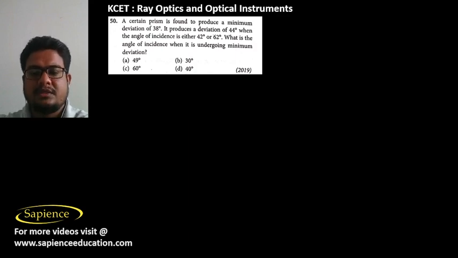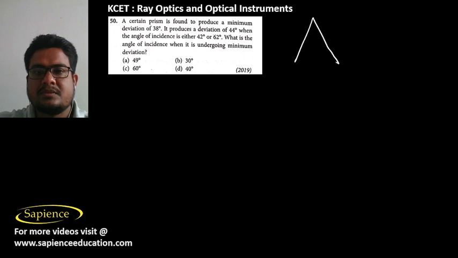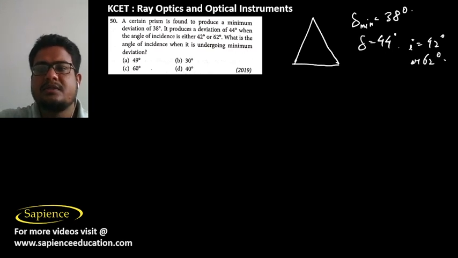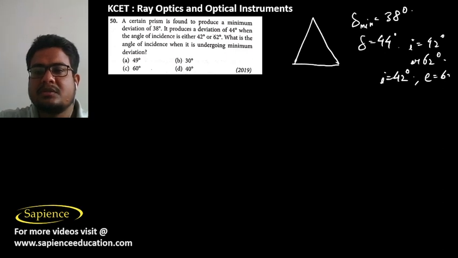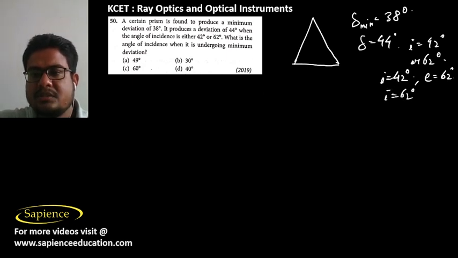Question number 50. A certain prism is found to produce a minimum deviation of 38 degrees. It also produces a deviation of 44 degrees when the angle of incidence is either 42 degrees or 62 degrees. It means that when the angle of incidence is 42 degrees, the angle of emergence is 62 degrees. Or you can say when the angle of incidence is 62 degrees, the angle of emergence will be 42 degrees.